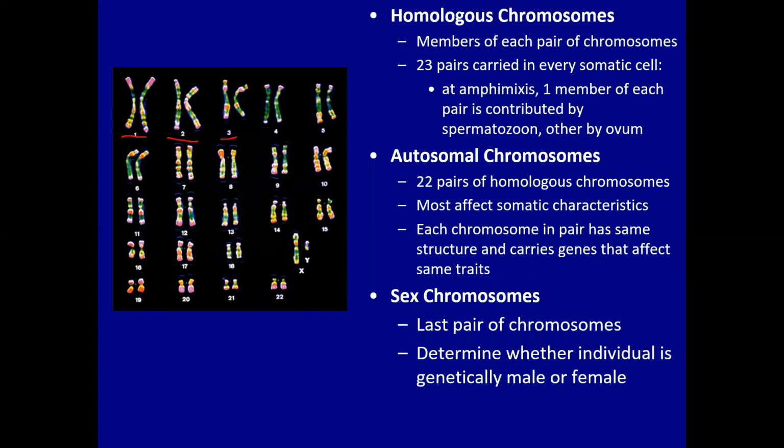In every single somatic cell, you should have 23 pairs of homologous chromosomes. That's 22 autosomes, right? So that's 1 to 22. Those are the autosomes. And then we have pair 23, which are the sex chromosomes, right? Autosomal chromosomes affect somatic characteristics for the most part. And each chromosome in the pair has the same structure and they carry the same genes. But remember, the alleles can be different. The sex chromosomes are the last pair of chromosomes that you would see in a karyotype, and it determines whether an individual is genetically male or genetically female.